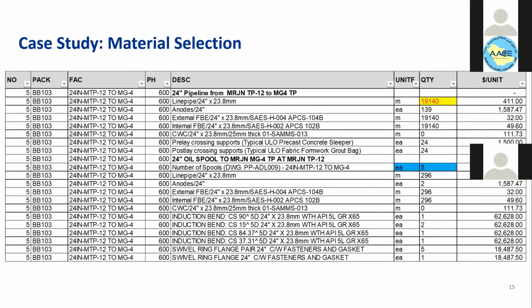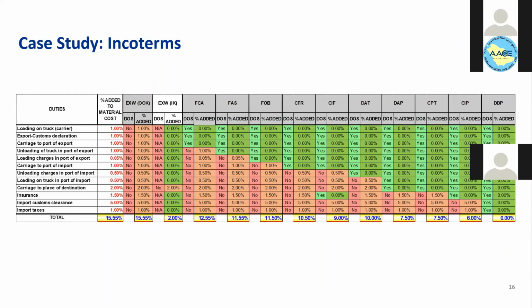After the material, after we have all the prices, we add allowance to each line item. And this is known as Incoterm. In each quotation that you receive from the vendor, there are Incoterms involving the delivery, the insurance, the customs clearance, the taxes, etc.